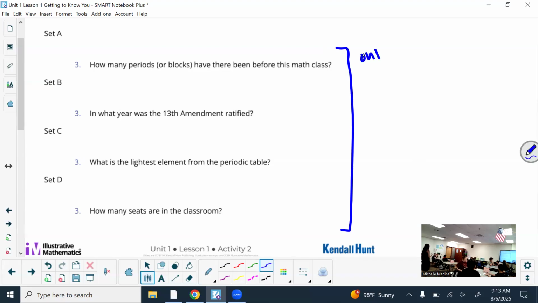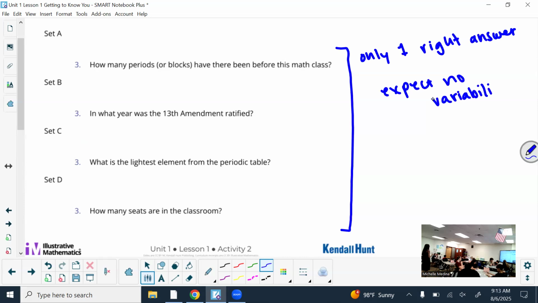There's only one right answer. So should we expect there to be variability? Okay, so we expect there to be no variability. However, I bet not everyone in that column answers the same exact thing. Because they might not have known, they might have guessed, they might be wrong. I mean, this one should definitely be answered correctly. How many periods were there before this class? 1.